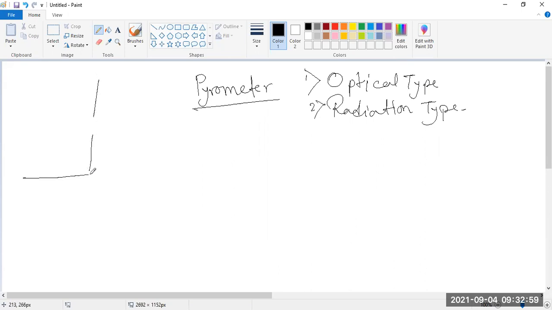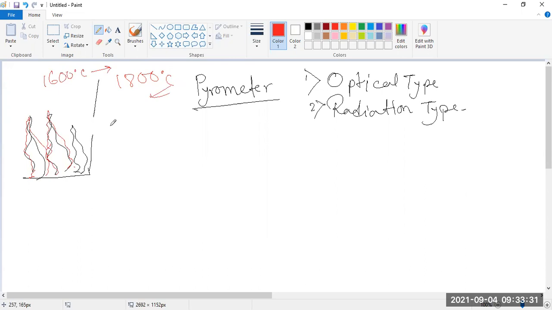Look, this is a furnace. There is some flame there, and the temperature is around 1600 degrees centigrade to 1800 degrees centigrade. This much temperature, and maybe more than this. In this furnace, ores are melting or the scrap material is going to melt.